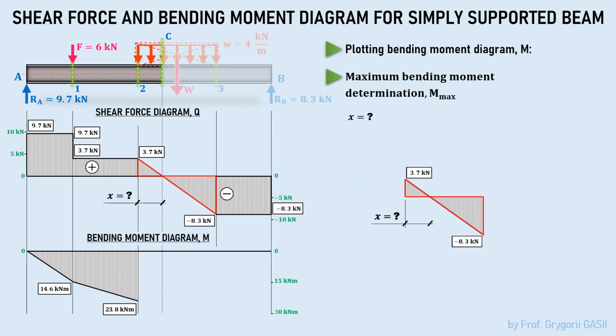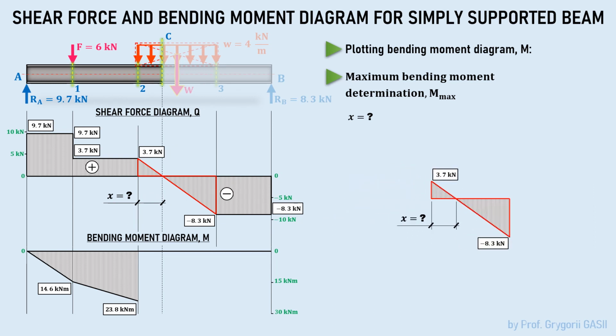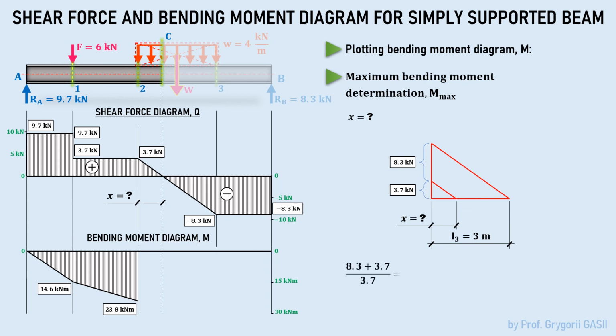If we modify this diagram, we get a right-angled triangle to which the triangle similarity applies. One leg is the sum of the absolute ordinates of the diagram, and the other leg is the length of the region of the diagram. Comparing the legs of the triangle, we get the desired value x. It's 0.925 meters. But that's not all.